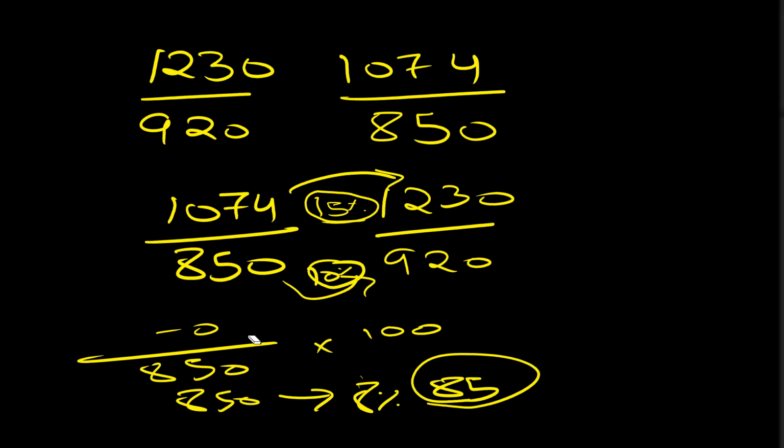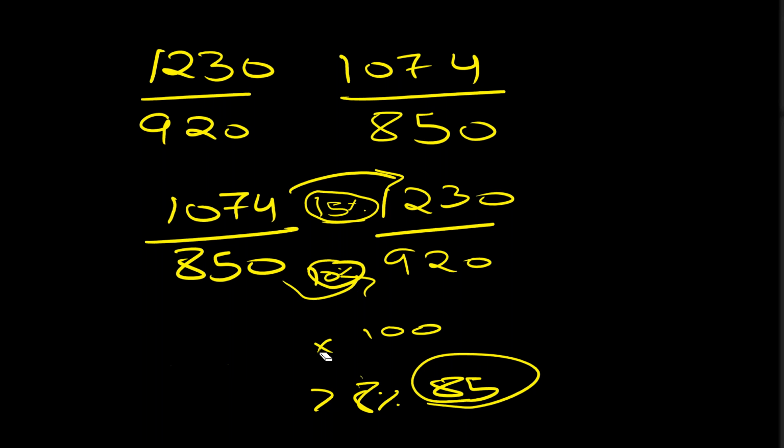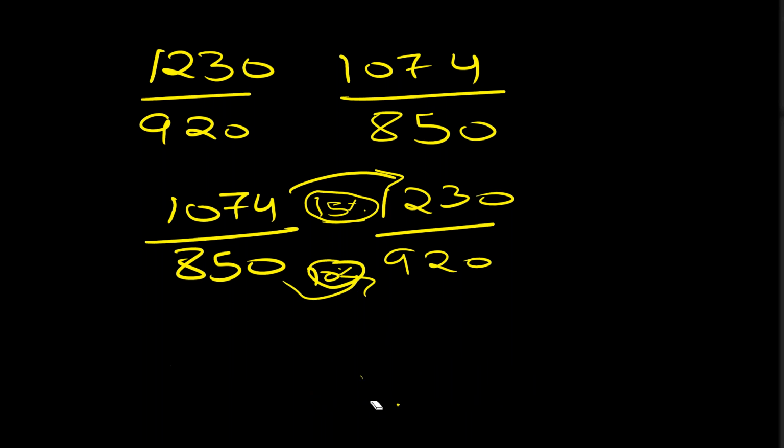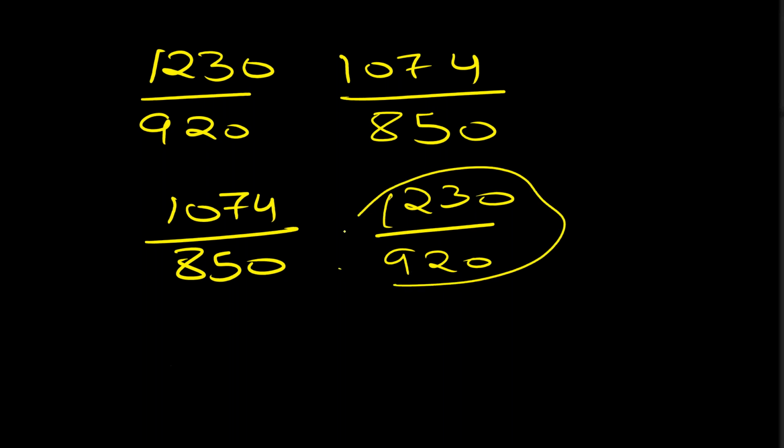So that means the numerator percentage is greater than the denominator percentage. Which fraction is the greatest? The second fraction, 1230 divided by 930, will be the greatest one. Can you understand? Yes or no? Any doubt in this method?